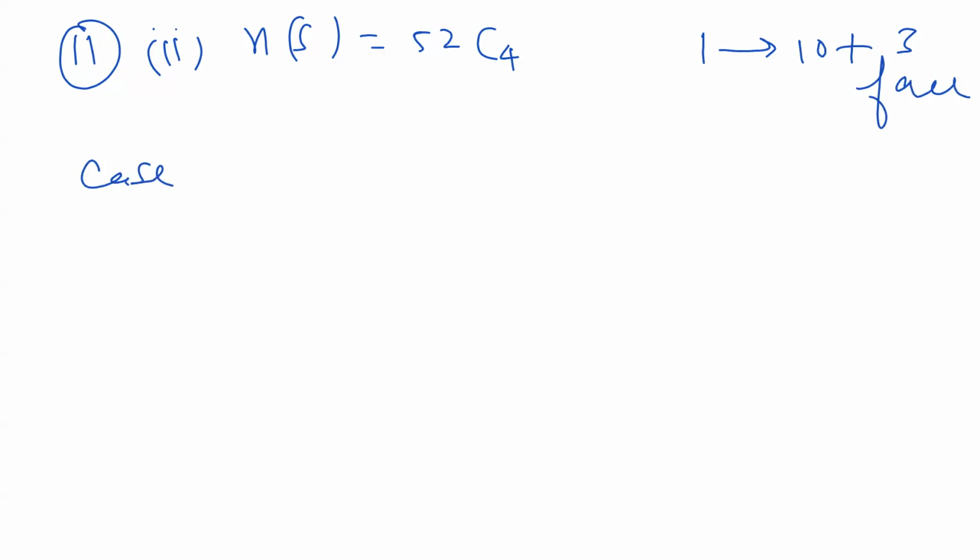So case 1, all four from number 1. There are four number 1 cards, or rather there are four aces. So this will be 4C4.